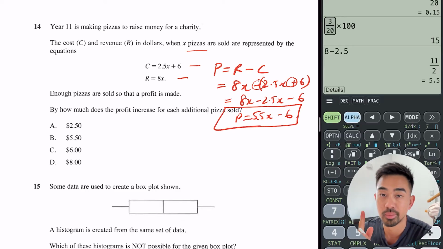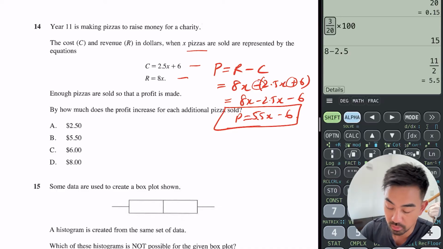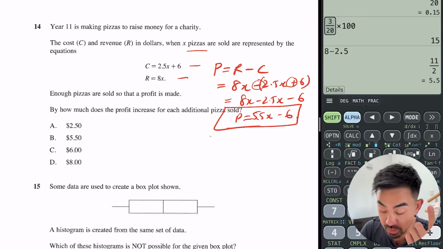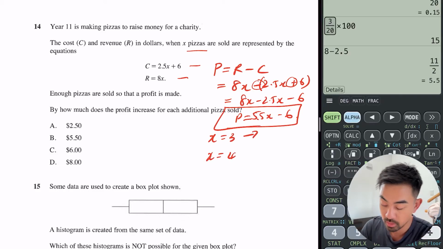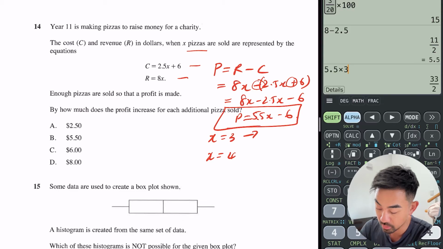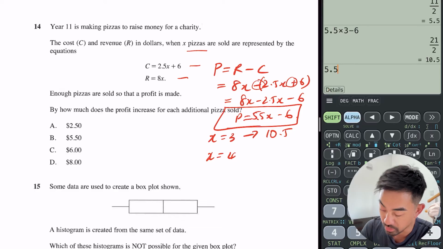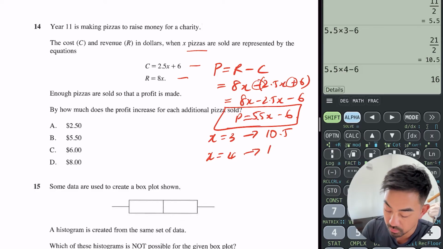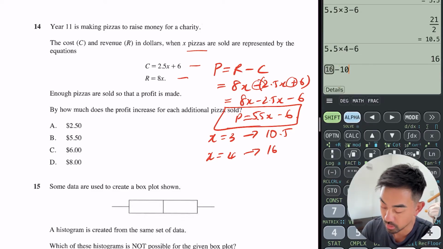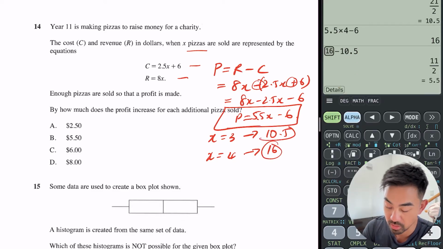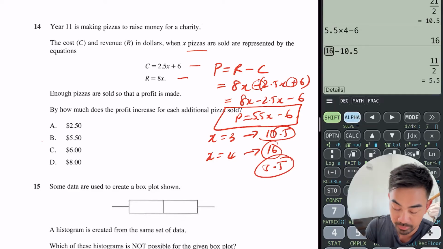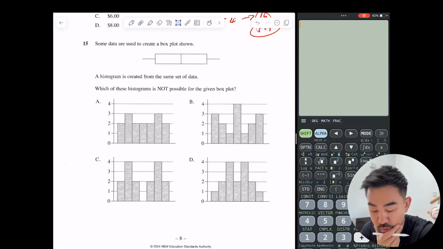Now it says, by how much does the profit increase for each additional pizza sold? Well, let's just try out some numbers. So let's say I'm selling 3 pizzas and I want to compare it to 4 pizzas. So what's the difference? When I sell 3 pizzas, I make $10.50. And when I sell 4 pizzas, I make $16. So the difference has to be this minus this. That's 5.5. That's B.